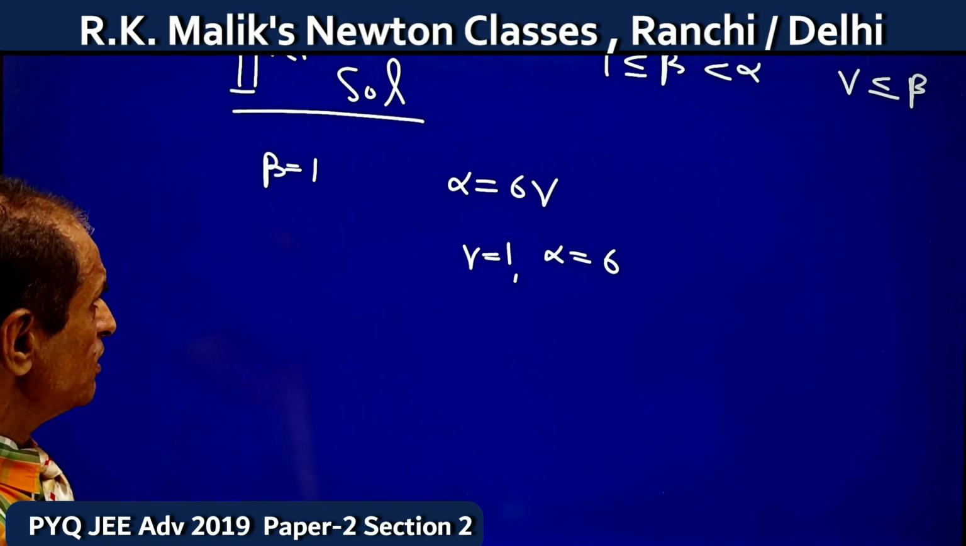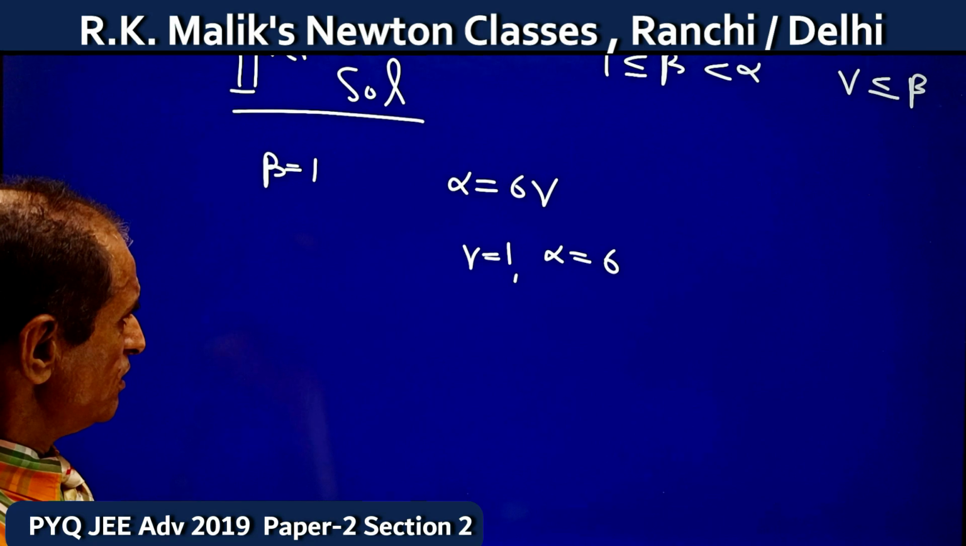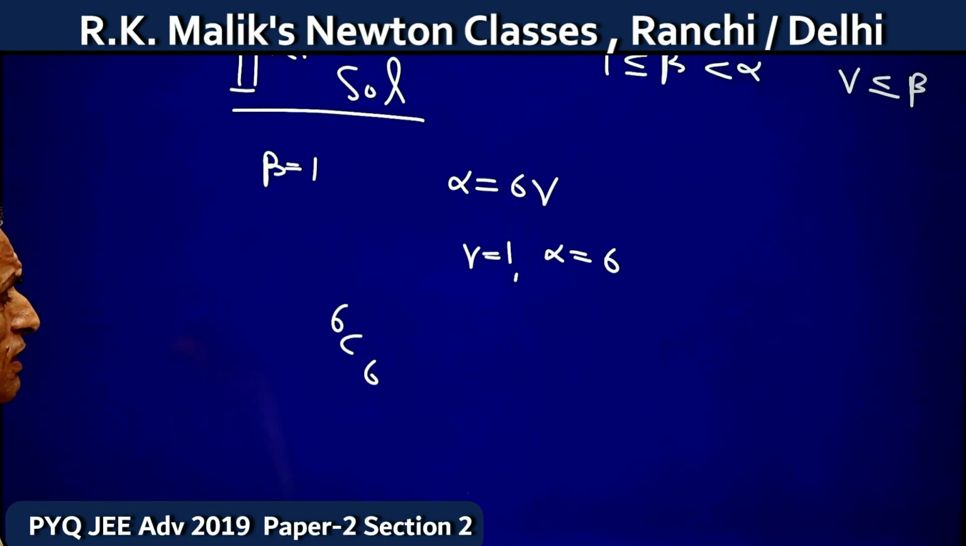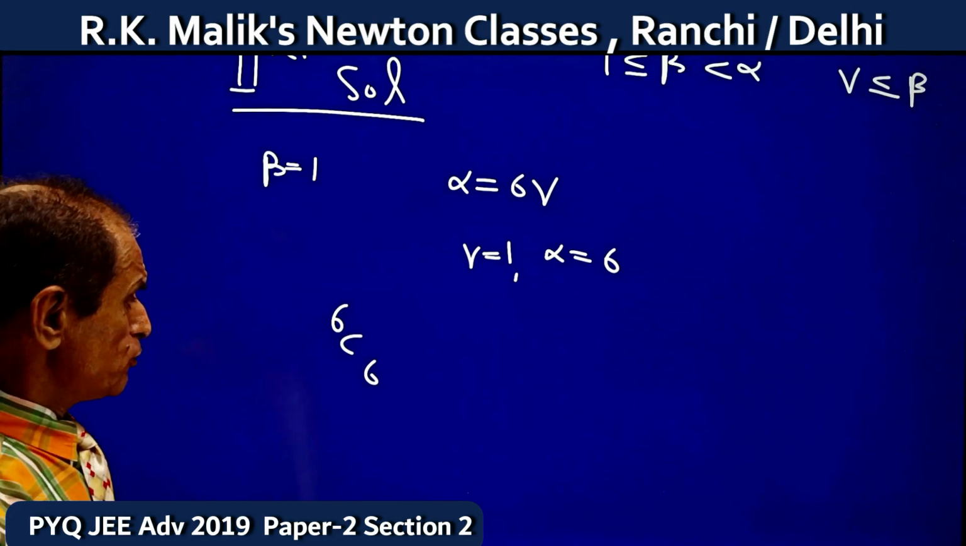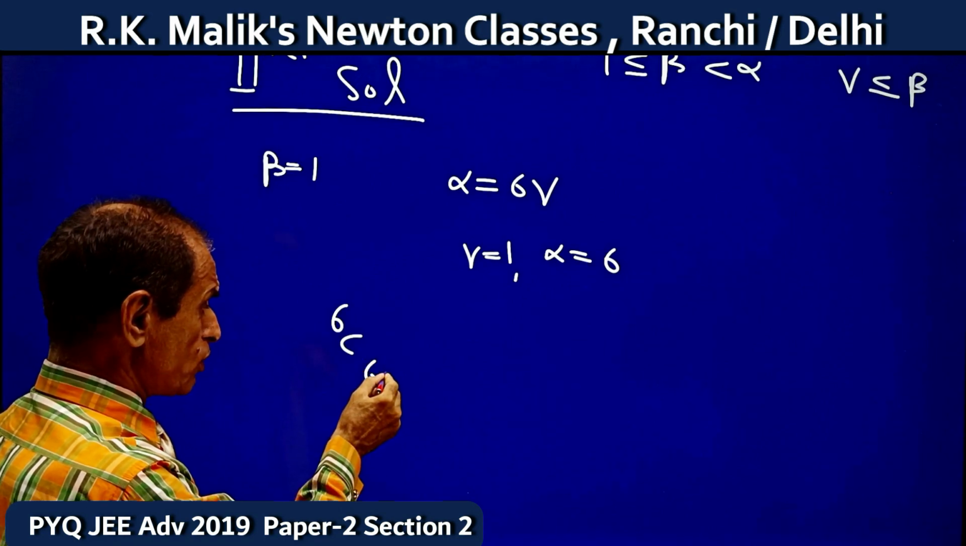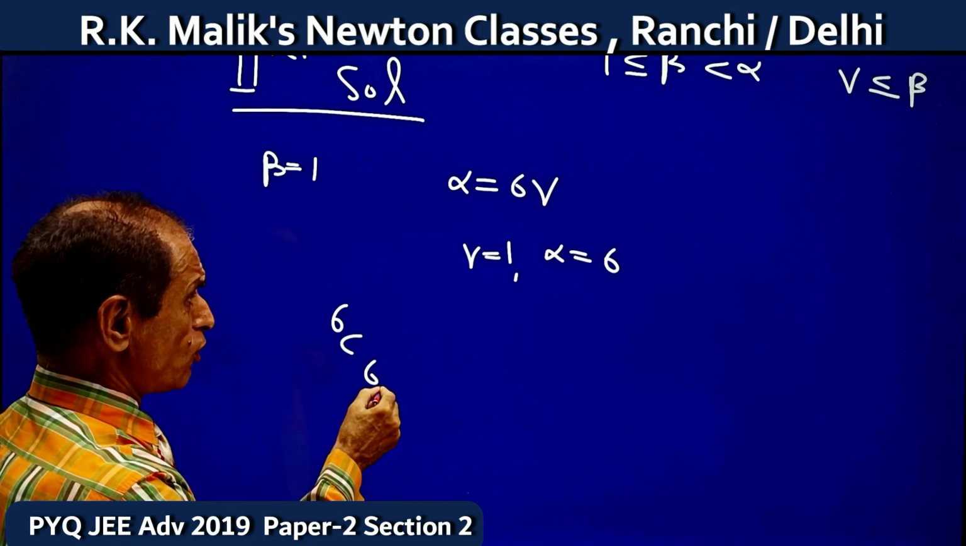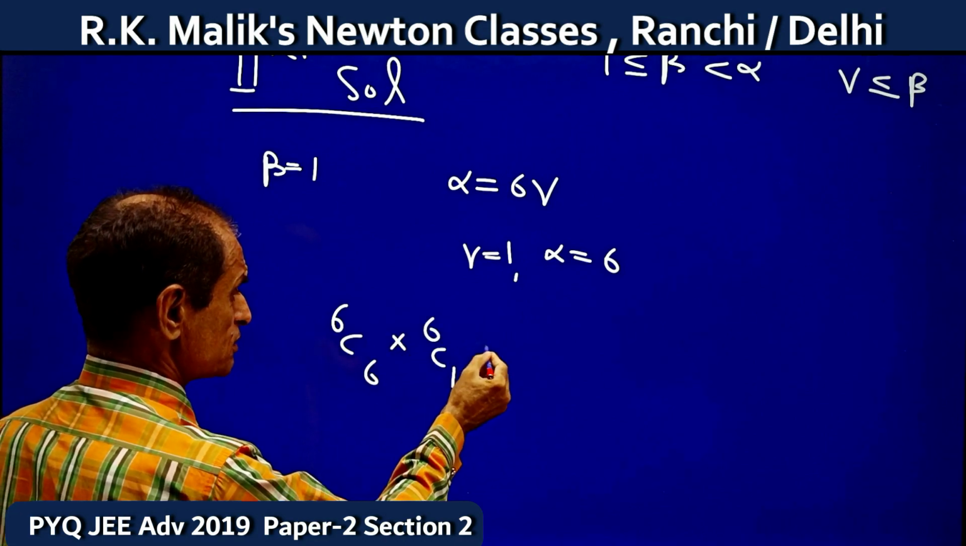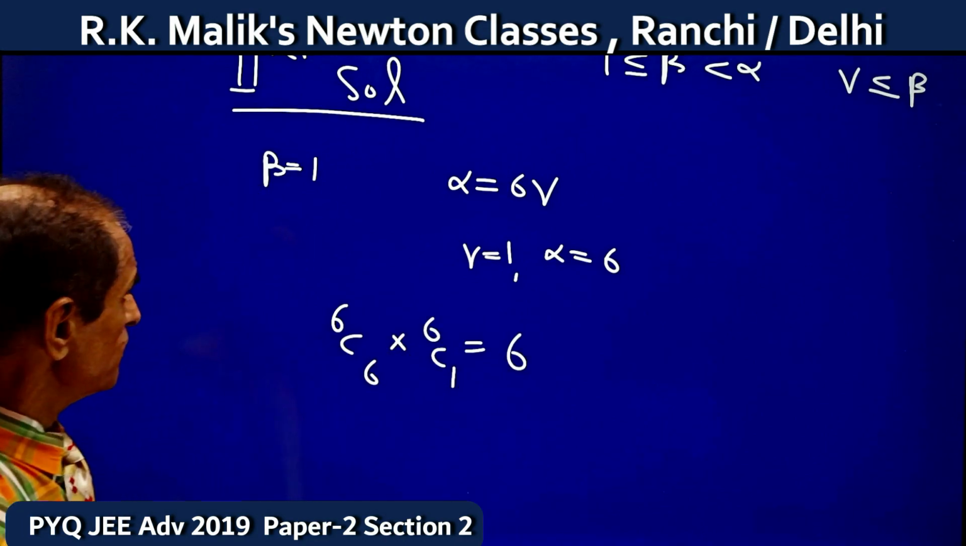And in this case, the number of ways in which the sets A and B can be made is 6C6, because B contains only one element and that must be the common element also. Therefore, I'll be choosing any one element out of the 6 elements of the set A. That I can do in 6C1 number of ways, that is 6.